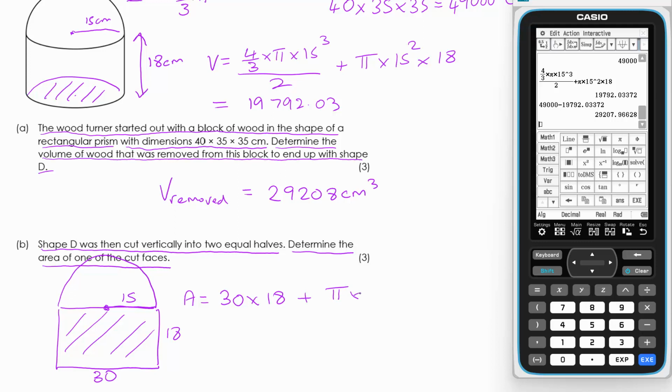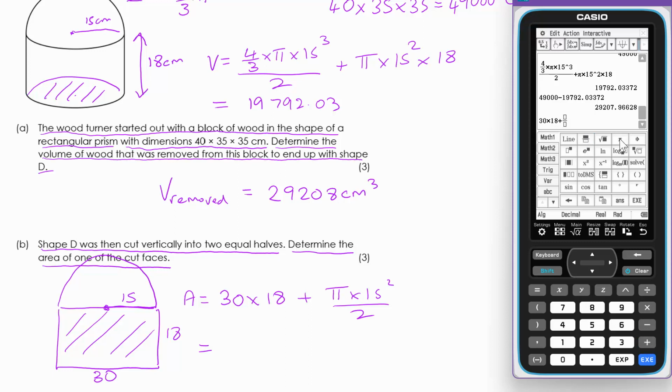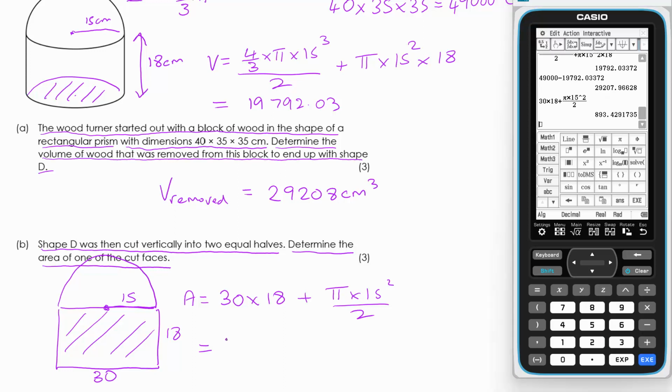So that's going to be pi times 15 squared divided by 2. So 30 times 18, add pi times 15 squared divided by 2, 893.43 square centimeters.